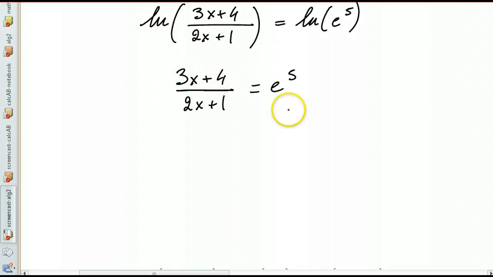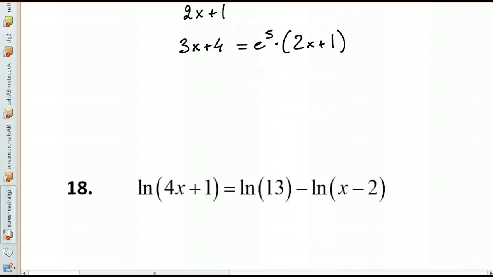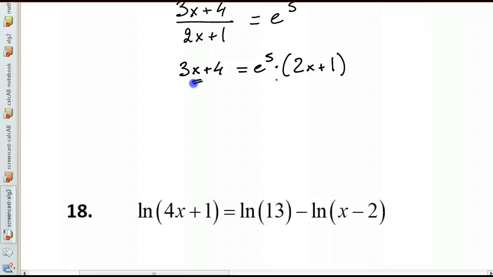Okay, so what you want to do right here is multiply by 2x plus 1, right? So you have 3x plus 4 equals e^5 times 2x plus 1. Okay, got to solve for x. There are some x's here and some x's there, so I need to have them on the same side.